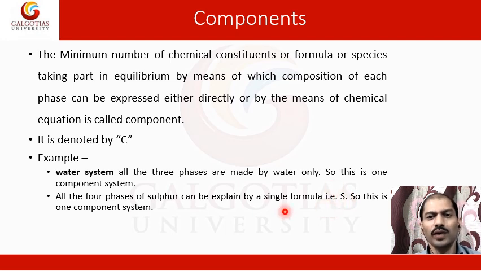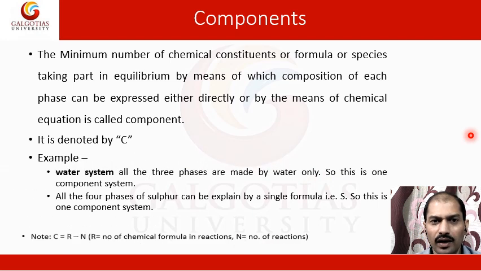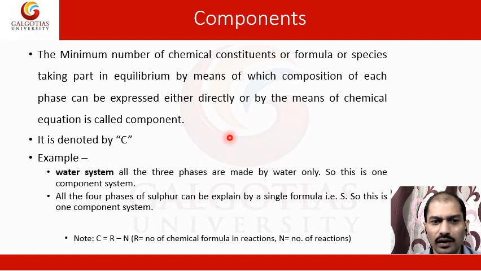So by this way you can see what type of component of that particular substance or particular compound or particular matter you are talking about. So accordingly you can categorize them. So if you see here, in case of C = R - N, R is the number of chemical formulas in the reaction and N is the number of reactions. So this is the expression by which you can calculate the component of any of these chemical formulas.